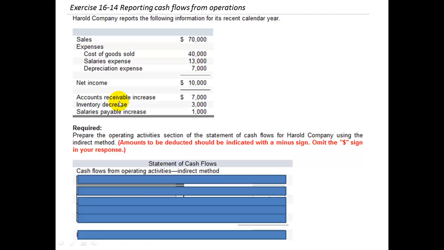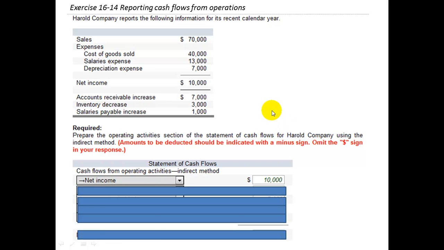And then we also are given the fact that accounts receivable increased by $7,000, inventory decreased by $3,000, and salaries payable increased by $1,000. So they want you to prepare the operating activities section of the statement of cash flows for Herald Company using the indirect method.